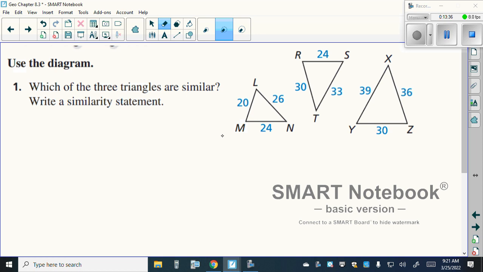Yeah, so we can do LMN to RST or RST to LMN. So give me one of the 2 sides, or one side from both of those 2 there. We say 26 over. Okay, 26 is the biggest, yes? And for XYZ, we wouldn't use 36, we would use 39, because we're looking for the biggest side.